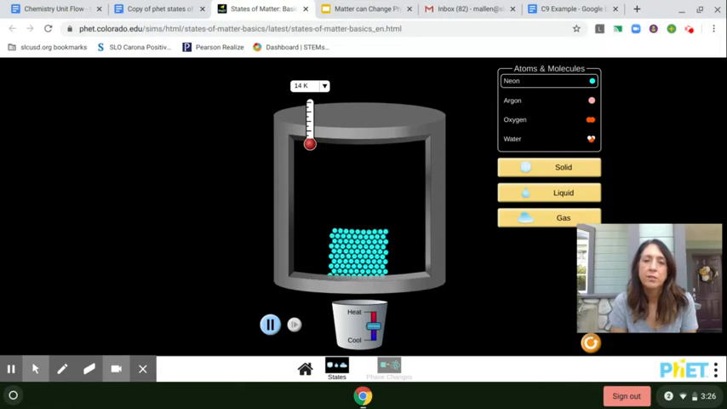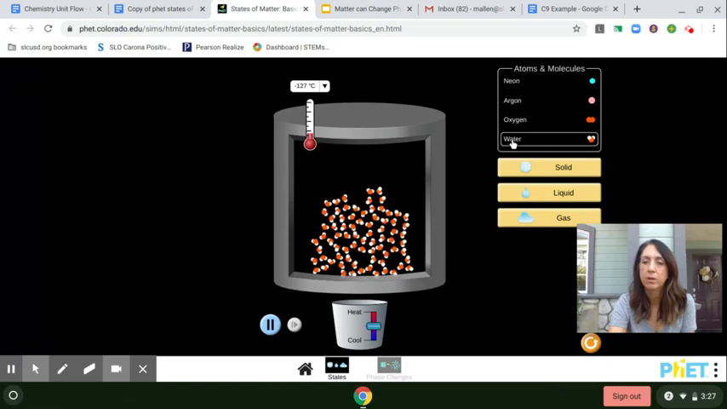There's a lot of different aspects of this page that you can change, so I'm just going to show you how to do that. So first of all, up here is where you can change your temperature reading. It starts out in kelvins, which we haven't talked about that much, so we're going to switch it to Celsius. You can also change the kind of atoms that you're going to be working with. It's going to ask you to start with water, so you're going to change it to water right over here.